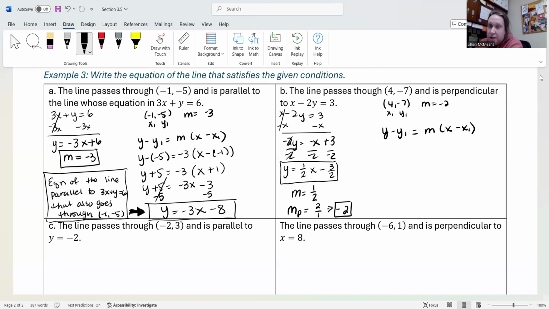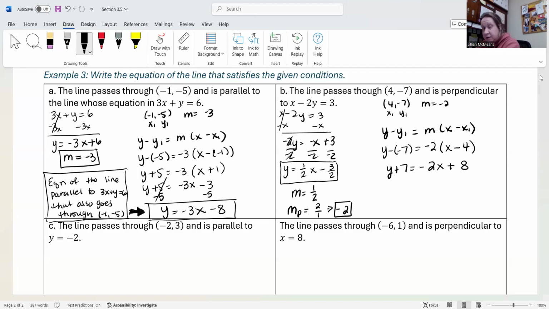So y1 is -7, so the left-hand side of this equation is going to be y minus -7. The right-hand side, I'm going to replace m with -2, and then x1 is 4, so in parentheses I'll have x minus 4. In the next step, I'm going to do two things. I'm going to simplify the double negative on the left, and on the right, I'm going to distribute. So instead of subtracting -7, that's the same as y plus 7. On the right, when I distribute the -2, I should get -2x plus 8.